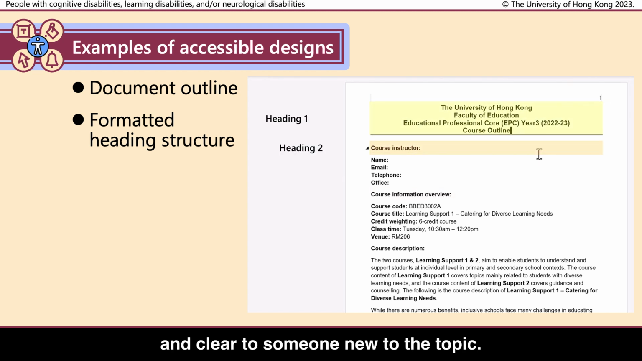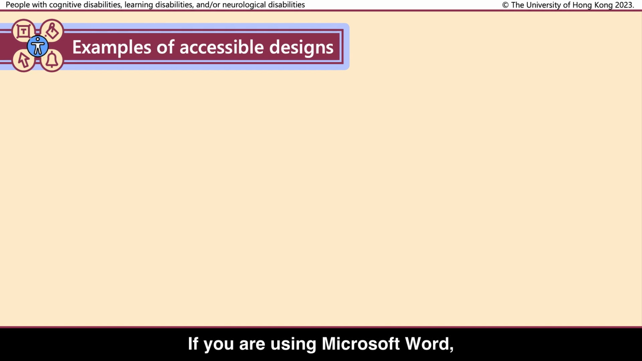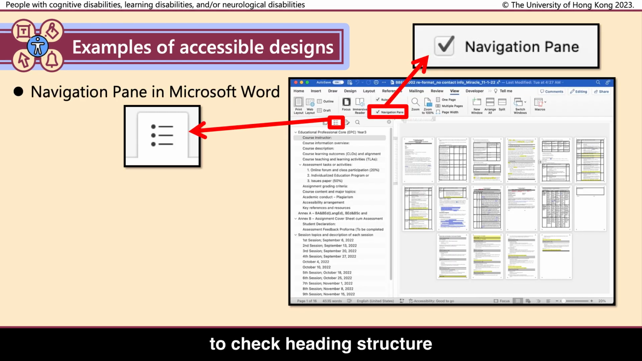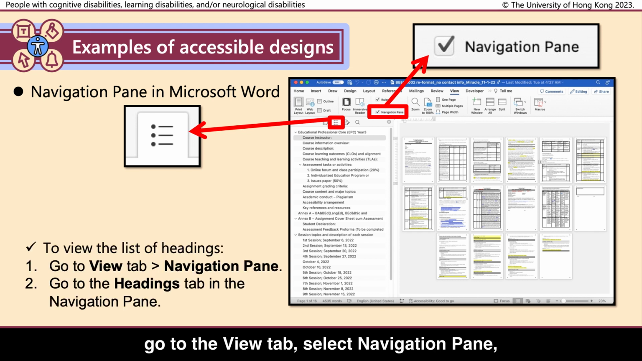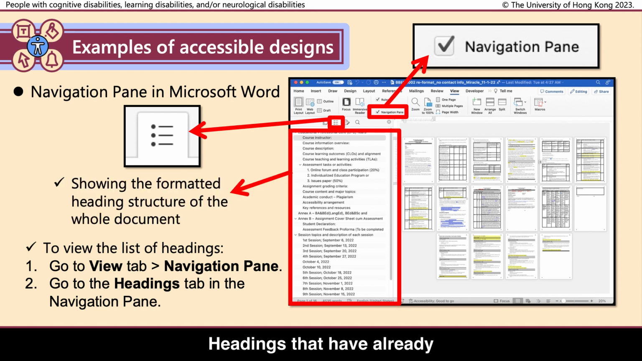new to the topic. If you are using Microsoft Word, you may make use of the navigation pane to check heading structure and navigate the document easily. To view the list of headings, go to the View tab, select Navigation pane, then select the headings. You may jump between the sections for easy navigation by selecting the corresponding headings. Headings that have already been correctly applied heading styles would appear in the navigation pane. However, note that headings in tables, text boxes, headers, or footers would not appear in the navigation pane.